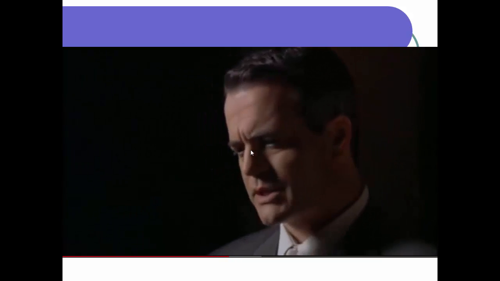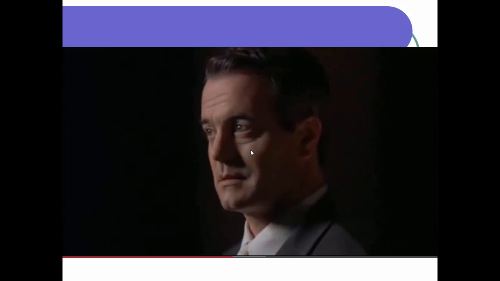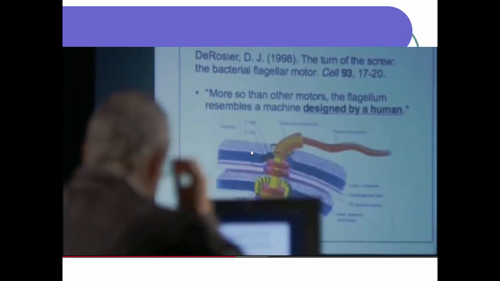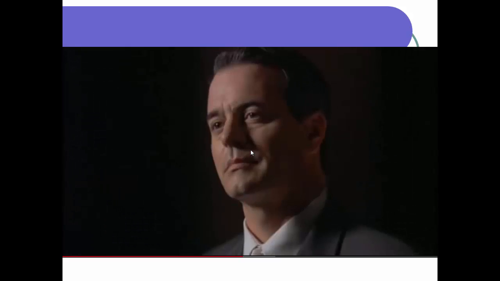Have other scientists acknowledged these design features of the flagellum? Yes, they have. If you could advance the next slide. In 1998, a man named David de Rosier wrote an article in the journal Cell, which is a very prestigious scientific journal, entitled "The Turn of the Screw, the Bacterial Flagellar Motor." Now, David de Rosier is a professor of biology at Brandeis University in Massachusetts and has worked on the bacterial flagellar motor for most of his career.